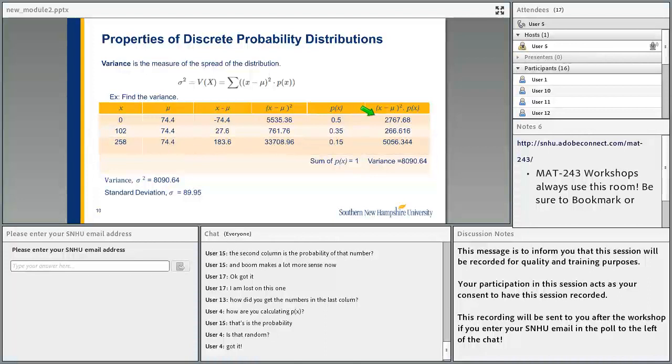My last column, how I got that, I multiplied the previous two column values. So 5535.36 times 0.5 is 2767.68. For each row, I have multiplied these two columns to get my last column. And then I'm adding up all the values in my last column to get the variance.